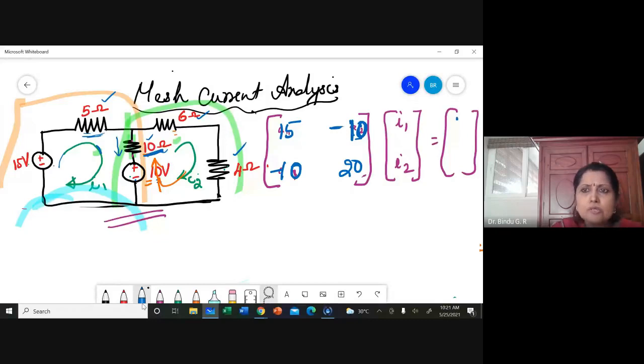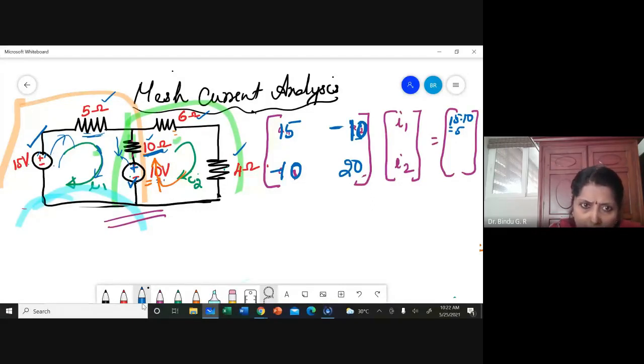The voltage sources in the first mesh: one voltage source is 15 volt, another voltage source is 10. In which case 15 is giving current, so it's a positive current. But I1 has been chosen in this direction, which is opposing the source current which may be produced by the 10 volts. So it will be 15 minus 10, 5. And here, 15 minus 10 is 5.